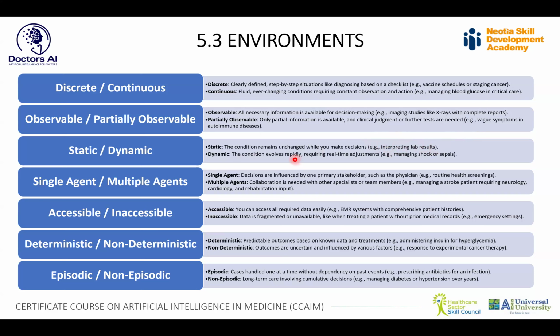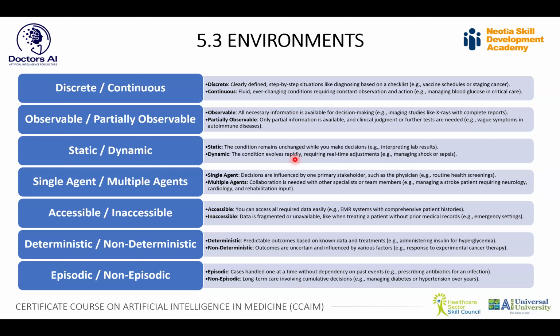Dynamic, it evolves rapidly, it requires real-time adjustment. This is exactly what we do when you are managing sepsis in the ICU, or when you're managing a patient who's just attending the emergency or the acute medicine ward. You are dynamically changing your decisions based on the changes in the environment. Your environment could have a single agent or multiple agent actions, right?